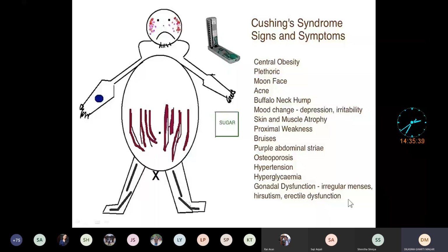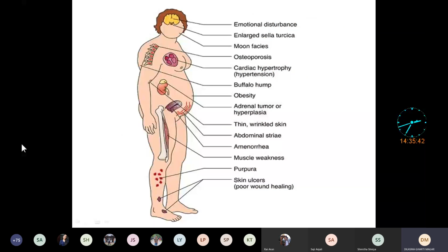So same picture. If you remember this picture, then it is easy for you to know the clinical features. So once again, I'll tell you: emotional disturbances, enlarged sella turcica, moon face, osteoporosis, cardiac hypertrophy, buffalo hump, obesity, adrenal tumor, hyperplasia, thin, wrinkled skin, abdominal stria, amenorrhea, muscle weakness.